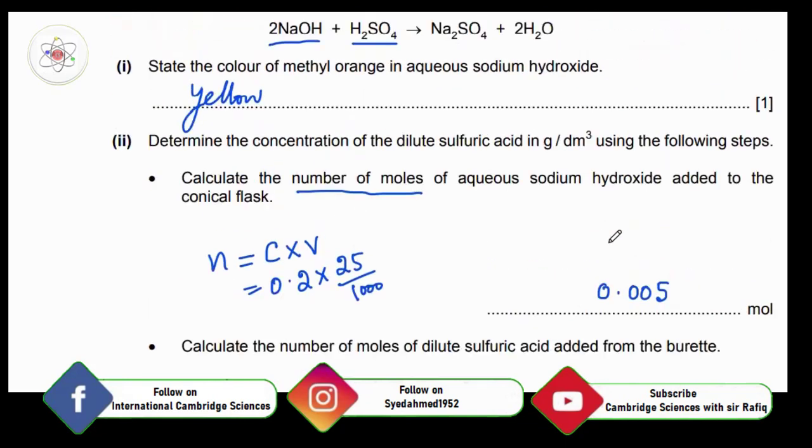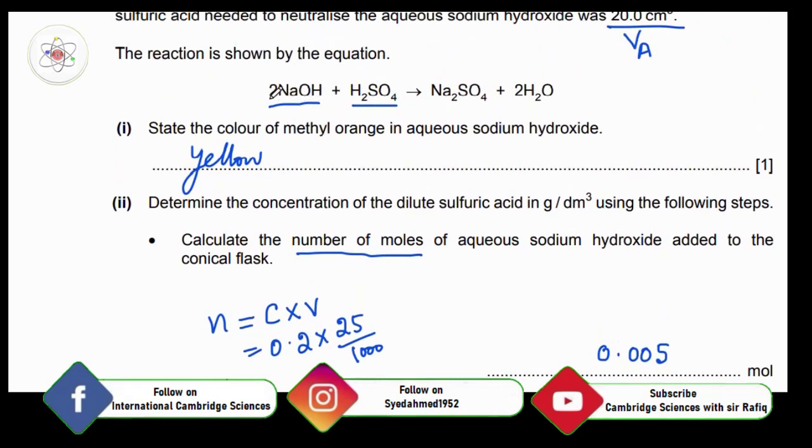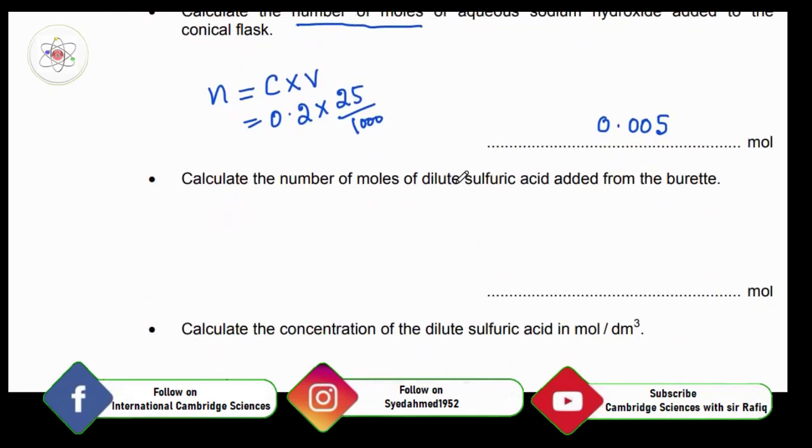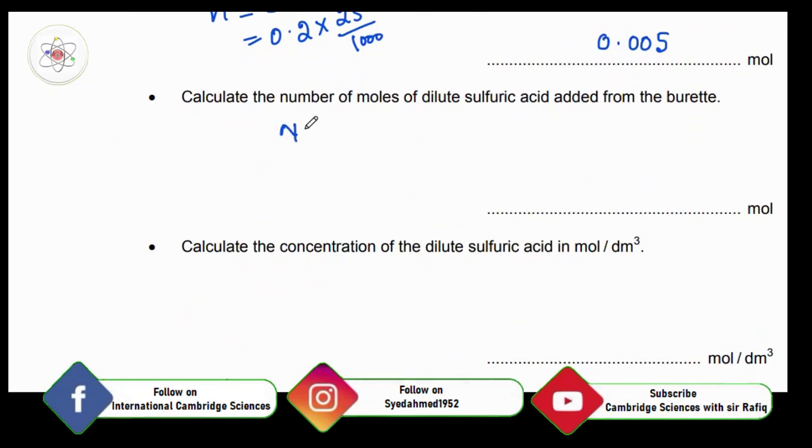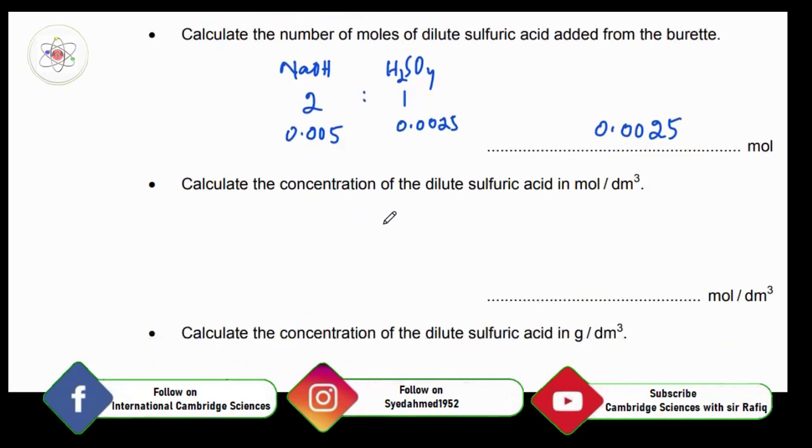Calculate the number of moles of dilute sulfuric acid added from the burette. So you have to refer to the equation. You can see that 2 moles of sodium hydroxide require 1 mole of sulfuric acid. So there is a ratio of 2:1 between sodium hydroxide and sulfuric acid. So if the number of moles of sodium hydroxide is 0.005, the sulfuric acid must be half of that, 0.0025 mole.